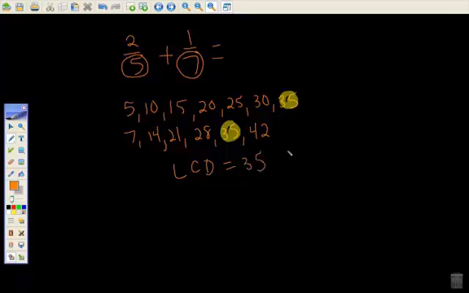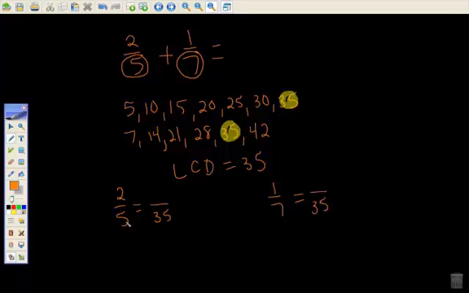Well, then what am I going to do with this LCD? If you remember back, I have to turn each one of those fractions into something 35ths, and that's where equivalent fractions come back into play. All of these things that we've learned about fractions all come back together in different concepts. So I'm going to turn the 2/5 into 35ths, and I'm also going to turn my 1/7 into 35ths.